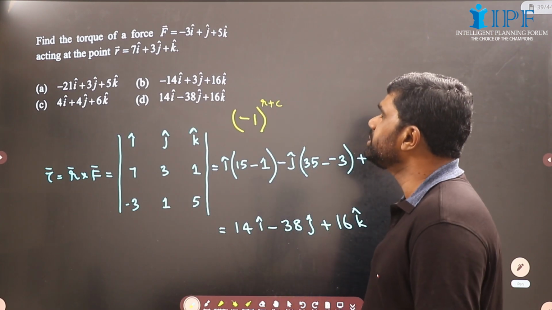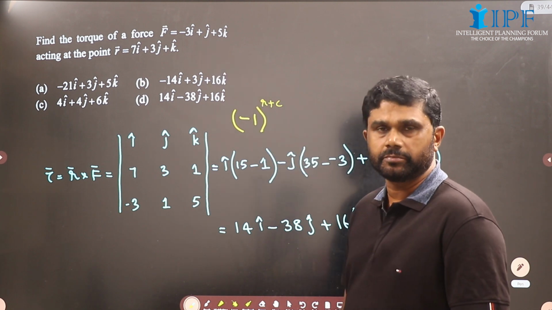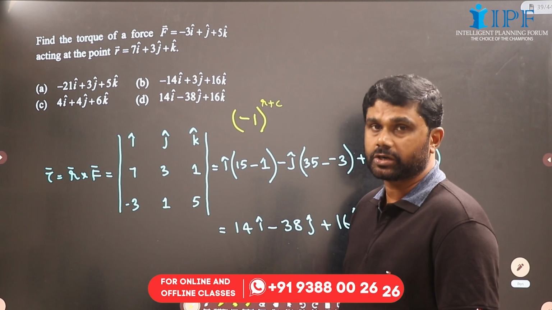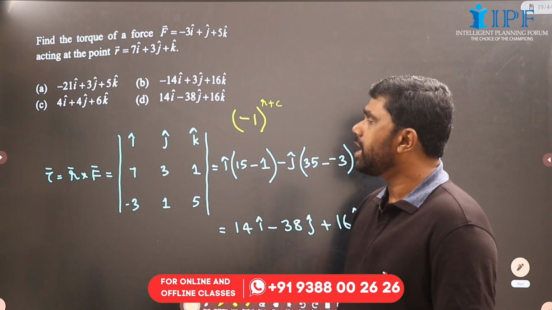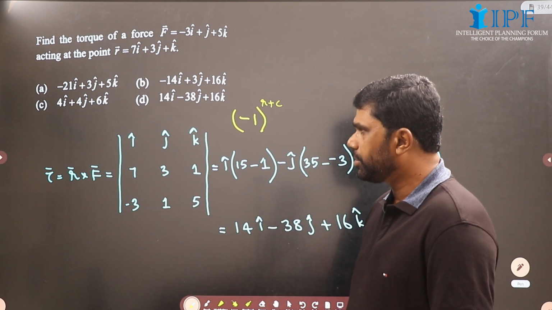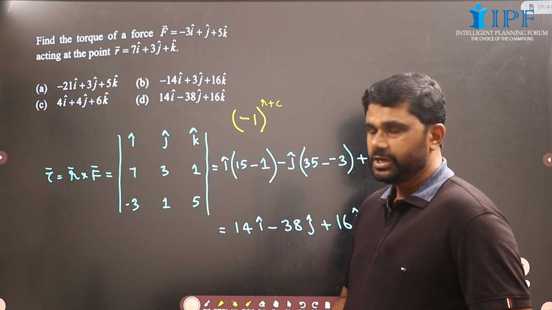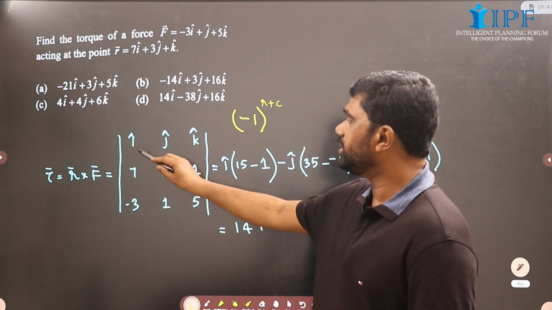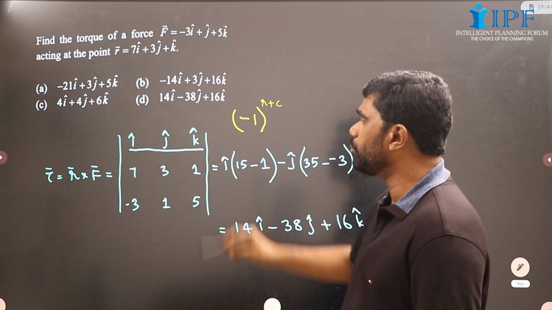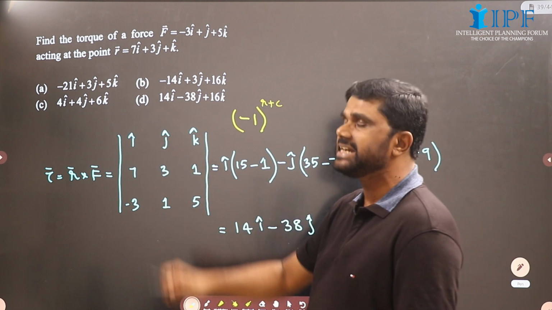We have a force given in component form, and the position vector is also given in component form, and we have to find the torque. So torque equals R cross F. These are the components of R and these are the components of F. Now we have to evaluate this determinant. If we evaluate it using the first row, the first element is this I cap.